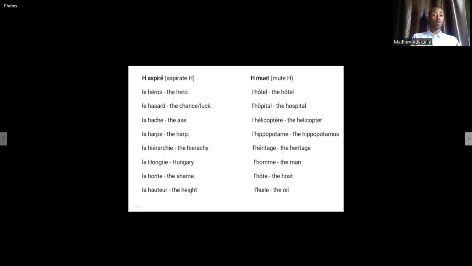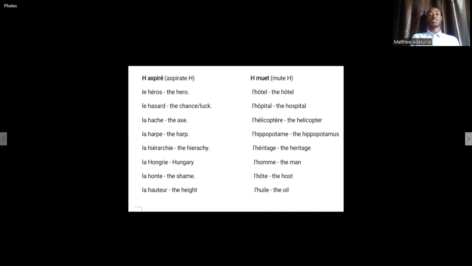For example, le héros, we did not say l'héros, all right? Le héros. And two things you need to note here. One is that héros, even though it is singular, in French, it has S for the singular. So the ear will mean le héros. Look at the pronunciation well. Then the next one, le hasard. Of course, le hasard seems like the hazard. No, it means a chance or luck. Le hasard. We have la hache, la harpe, la hiérarchie, la Hongrie, la ronde, la haute.